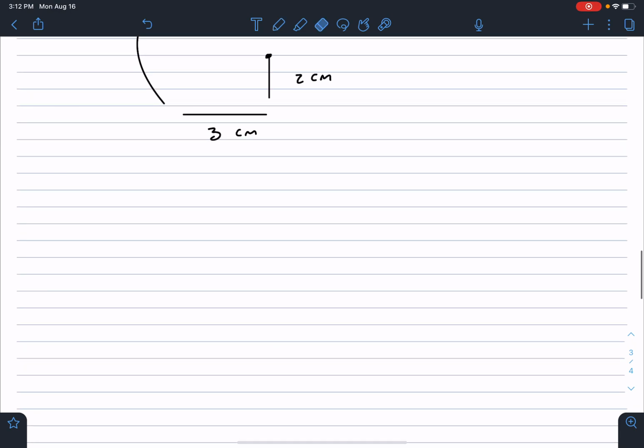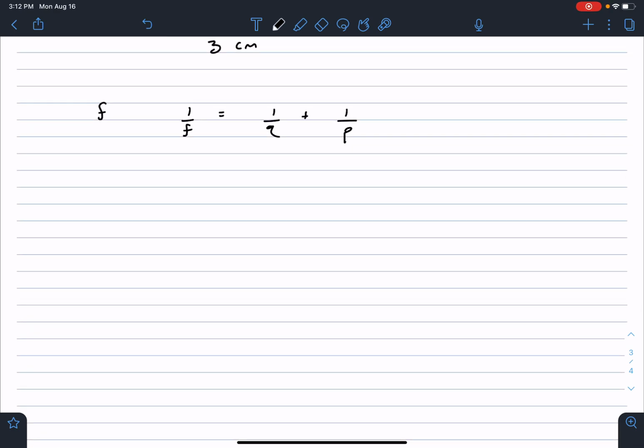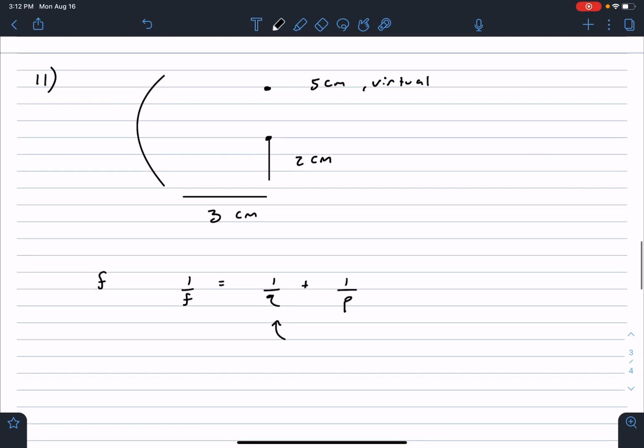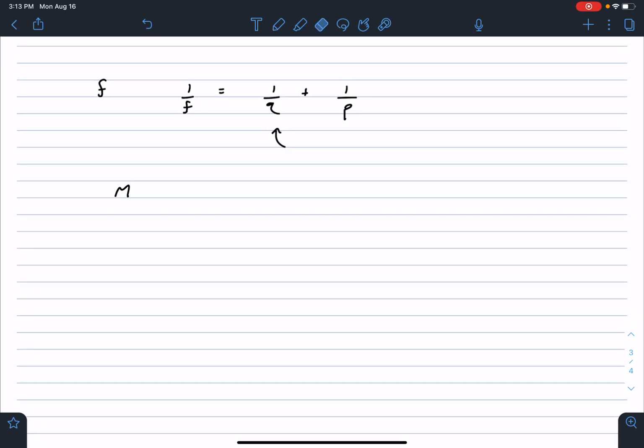So not too bad. We want f, so it's asking us what is the focal length. Recall the formula: 1 over q plus 1 over p. But we're not quite there yet. We need to know what q is. We don't know the distance of the virtual image, we just know the height. But we can use our magnification formula to determine what the value of q will be.